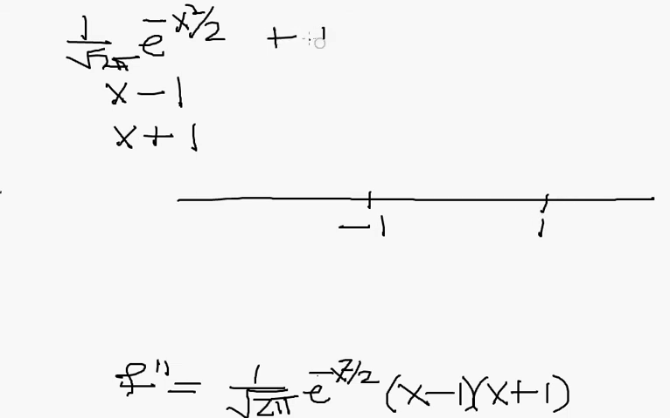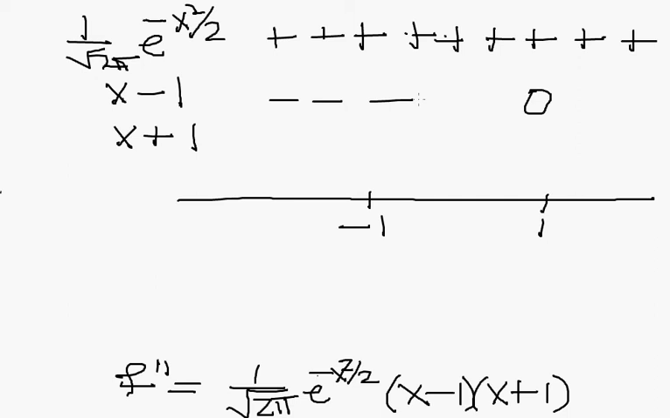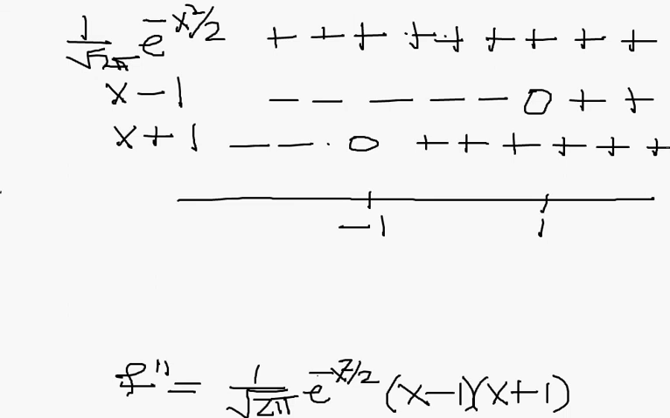The first term is always positive. 1 over square root of 2 pi is positive, and e to the anything is always positive, so that first bit is always positive. So x minus 1, that's equal to 0 at 1. It is negative if I plug in something that is less than 1, and it is positive if I plug in something that is bigger than 1. X plus 1 is 0 if I plug in -1. It is negative if I plug in something that is less than -1, and it is positive if I plug in something that is bigger than -1.